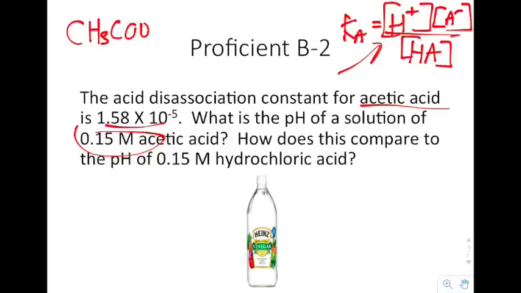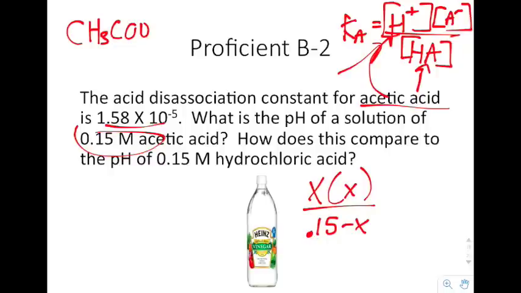is we say for every one of these that falls apart, we're going to produce an X but we're also going to produce an A, or an acetate ion. So we divide it by 0.15 minus X, because that's our acetic acid concentration right there. Now that right there has to equal our Ka value, which is 1.58 times 10 to the minus fifth.